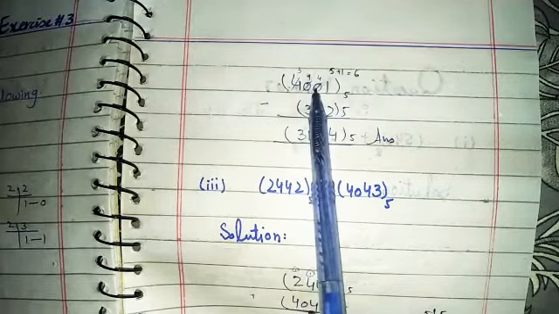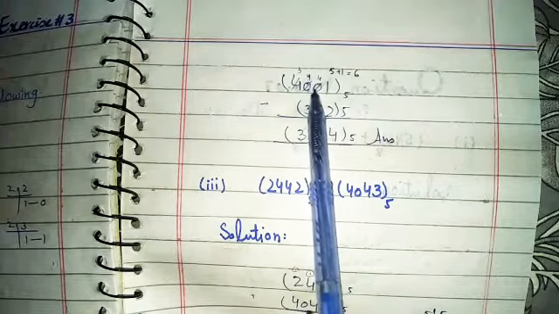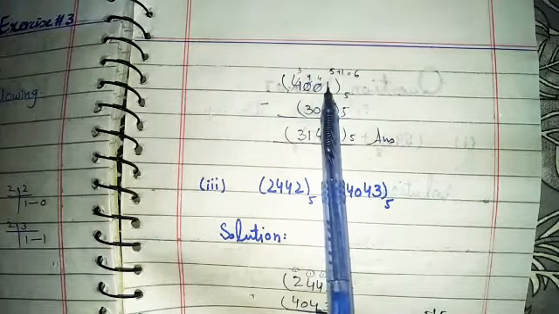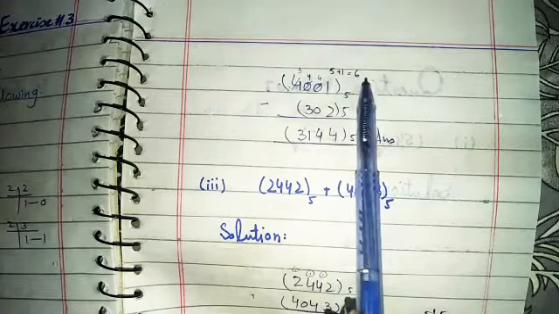From here we gave carry to the next column. Here we have left 4. Then from here we gave carry to the next column, we have left 4. Then we will add 1 into the carry. 5 plus 1 is equal to 6.